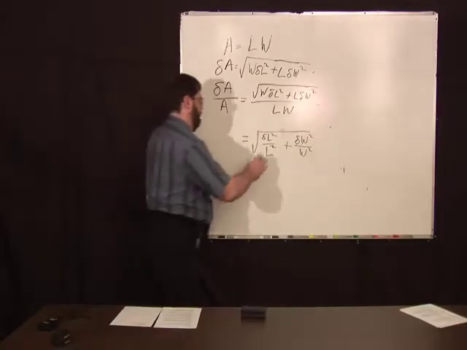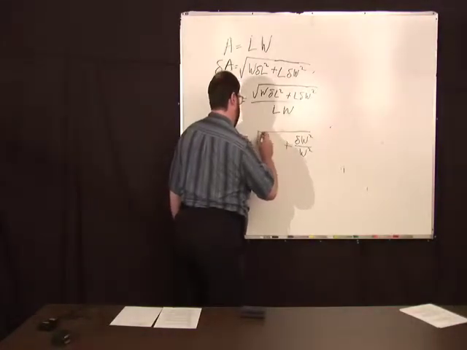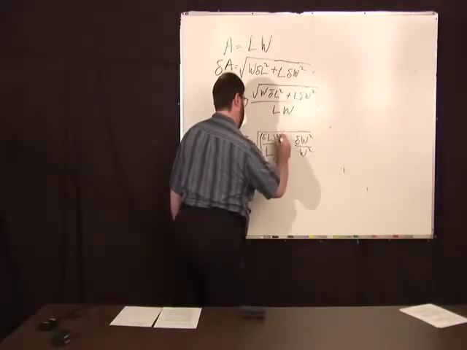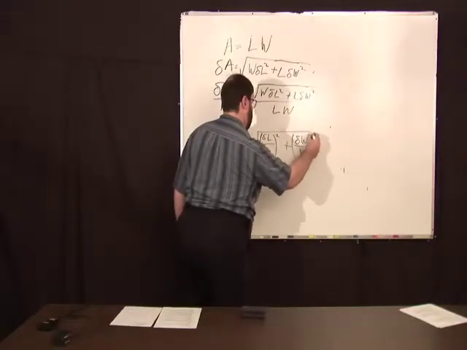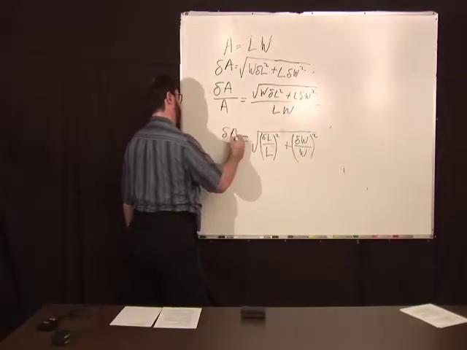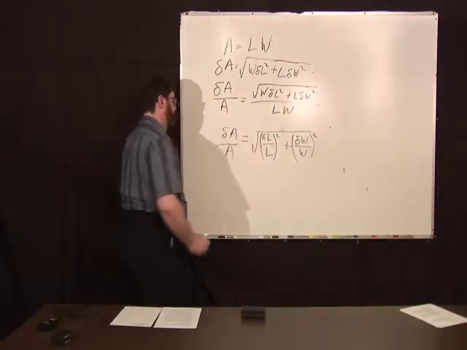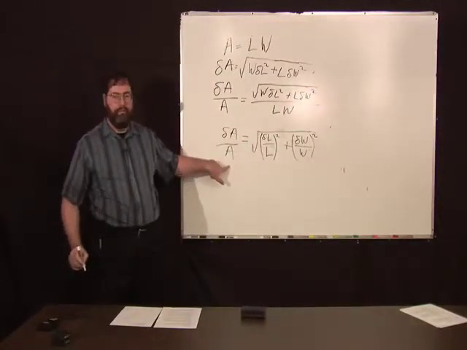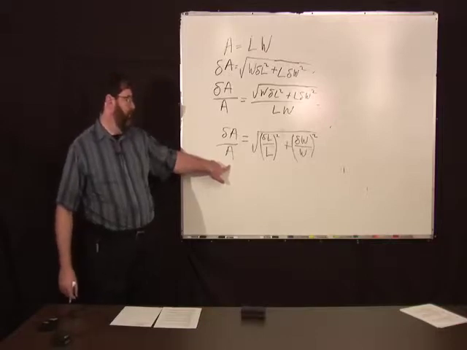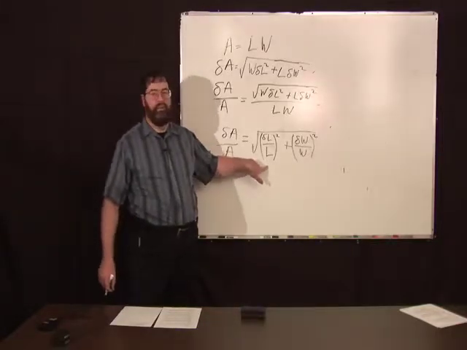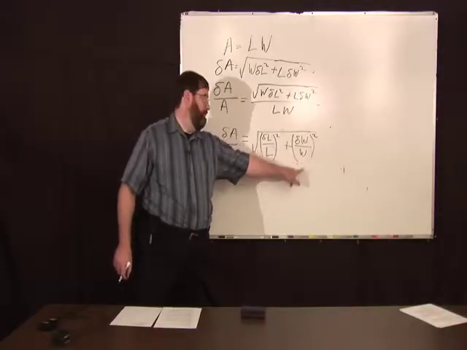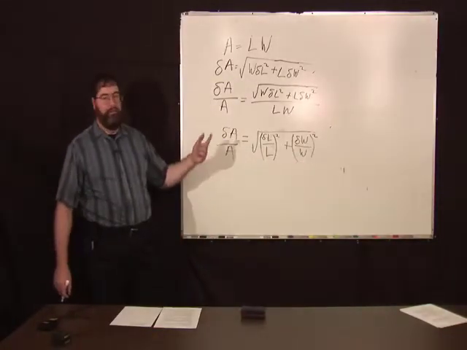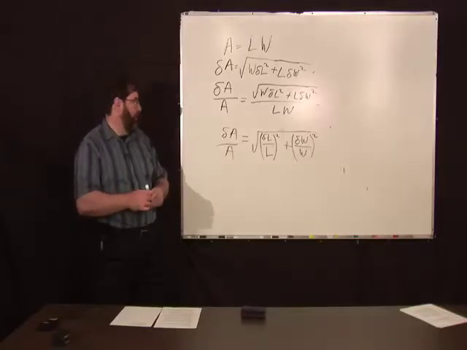Or better yet, write it like this. So this is just saying the relative uncertainty of the area is the RSS of the relative uncertainty of the length and the relative uncertainty of the width. Very simple one. Let's go for a little bit more complicated one.